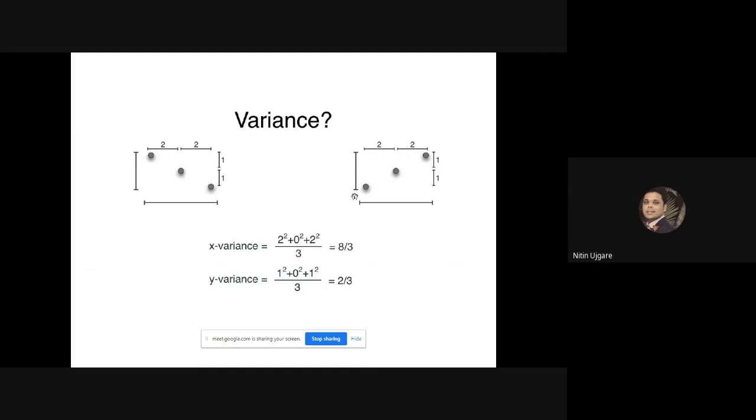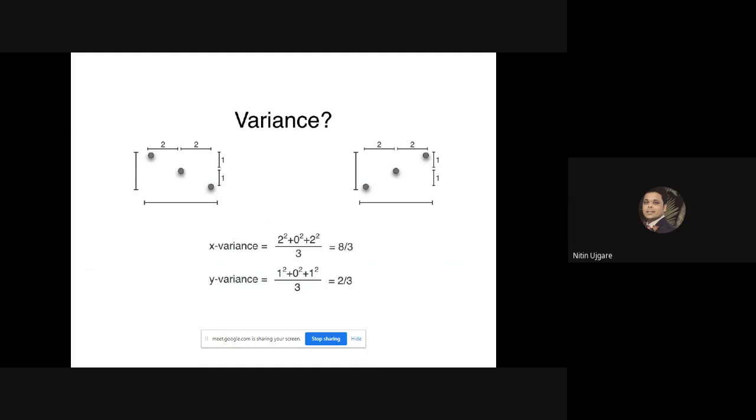So we have calculated the x variance and y variance for this set of points. Now the x variance and y variance for this other set of points is also 8 by 3 and 2 by 3. Then how can you describe these points? That is the question. If two different sets of points have the same x variance and the same y variance, how do we differentiate these two different sets of points? How do we describe the spreadness of these instances on the hyperplane?